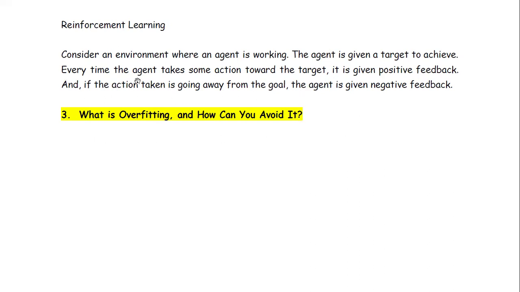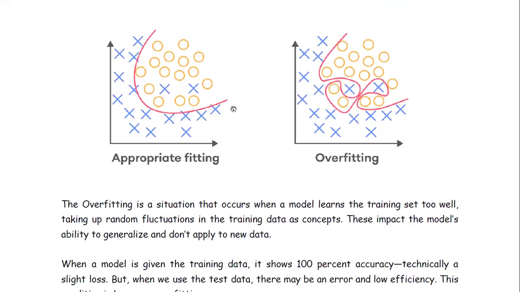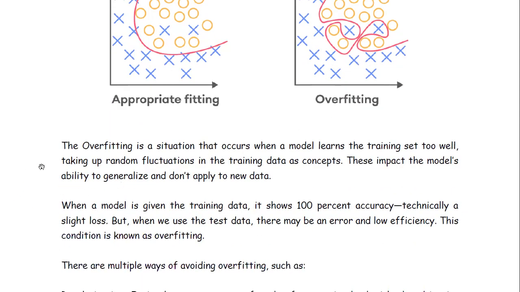Next question, what is overfitting and how can you avoid it? Well, in this figure, you will see the difference. This is an appropriate fitting, this particular graph. Now, this particular graph shows a kind of overfitting problem. Now you will understand why these things are happening, because this is the situation.